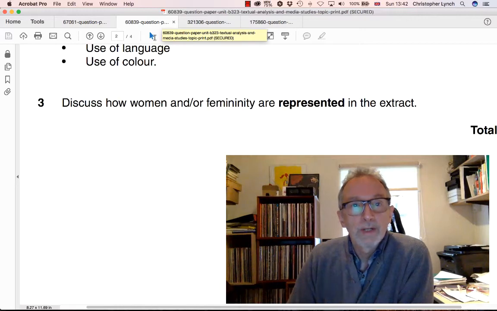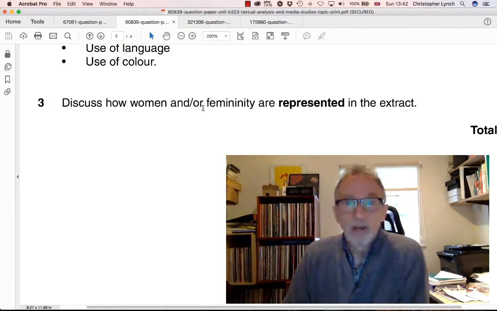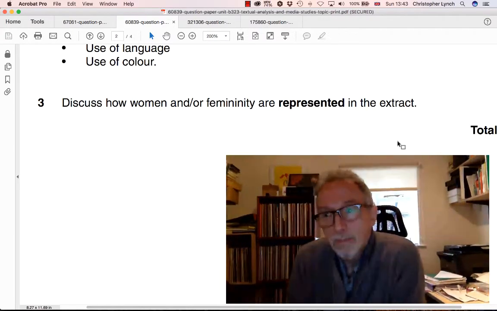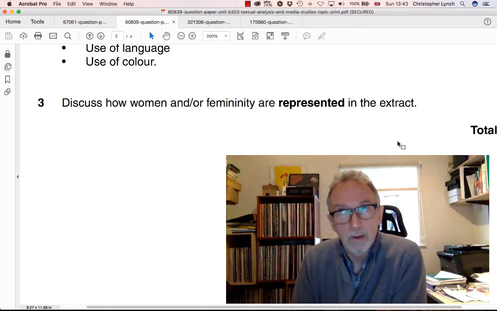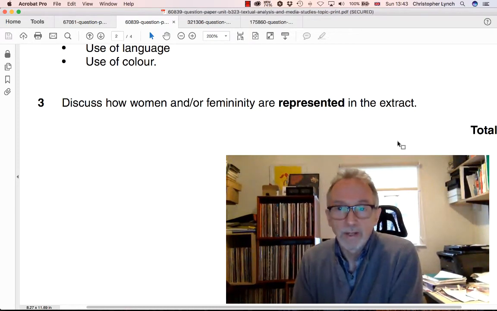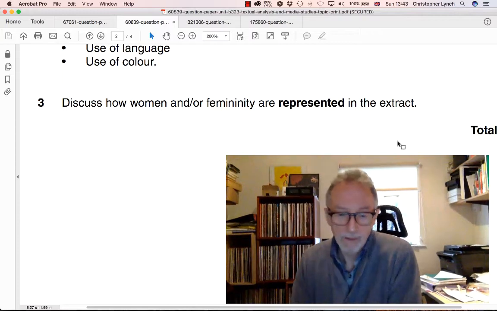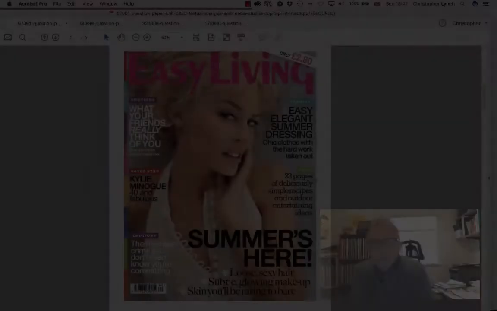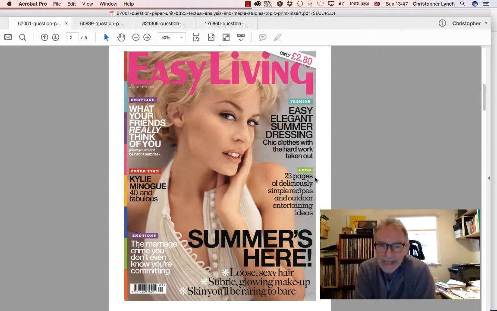And the one I'm going to consider now is discuss how women and or femininity are represented in the extract. And we're going to look at an example, and I'm going to show you my answer so you've got an idea about how to go about it in the forthcoming mock exam. So here's the example. It's called Easy Living, and this is the front cover of Easy Living. And you're asked to analyse the representation of femininity.